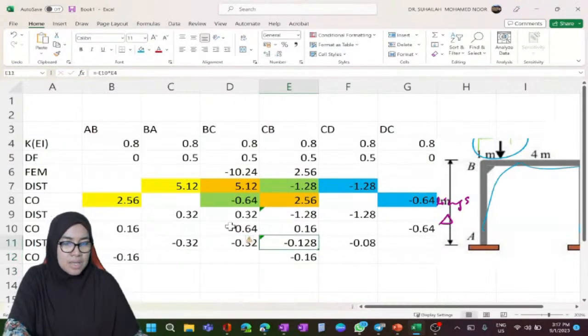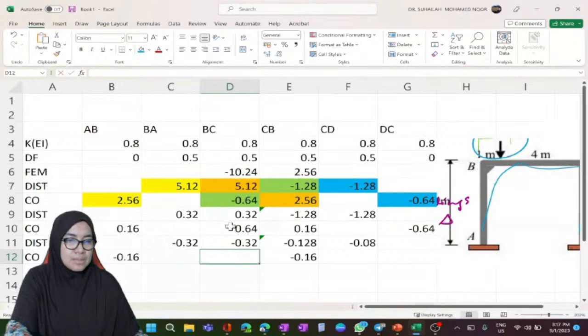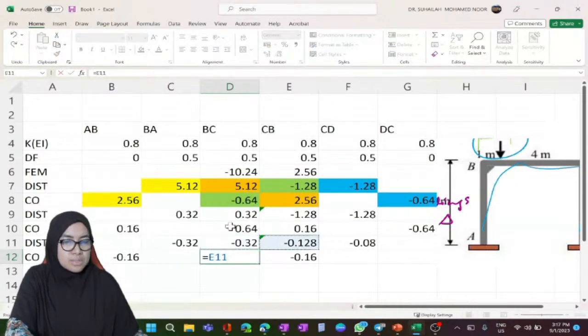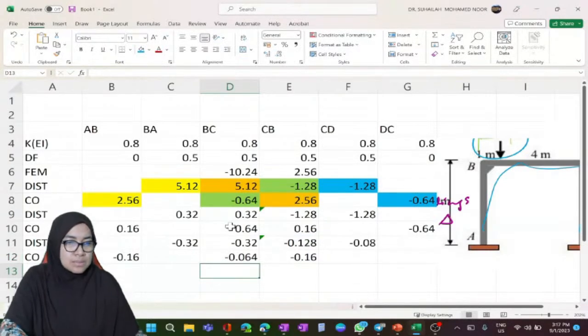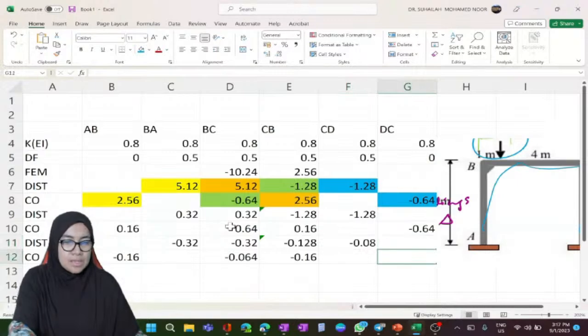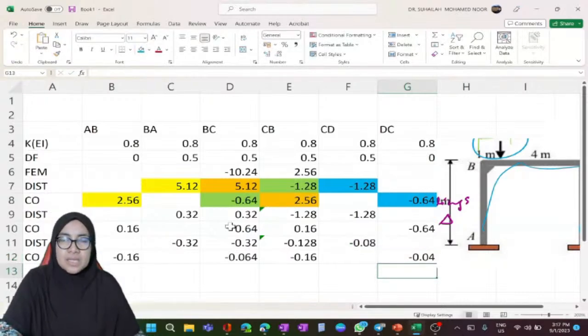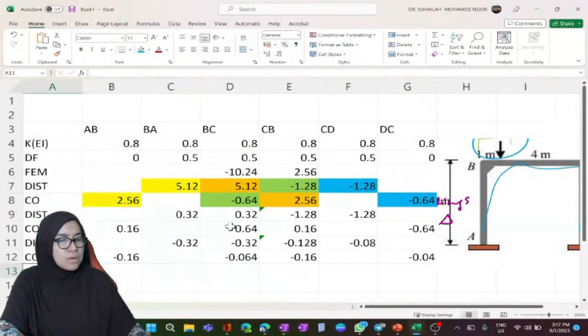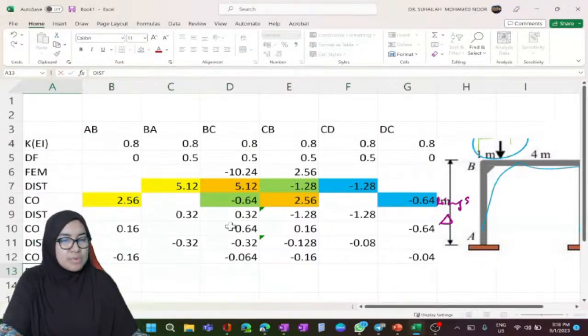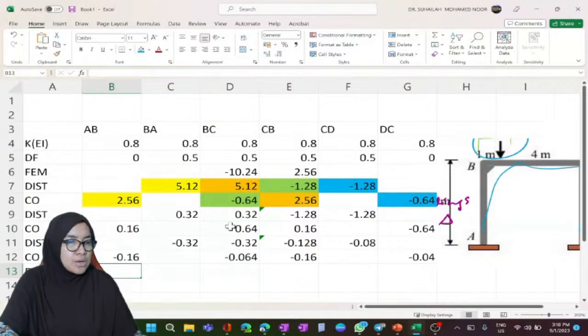Okay, and then, remember to cross the boundary. Last value in this level, we divide by 2, the factor is 0.5. Okay, again, continue to the next distribution. Continue to the next distribution.